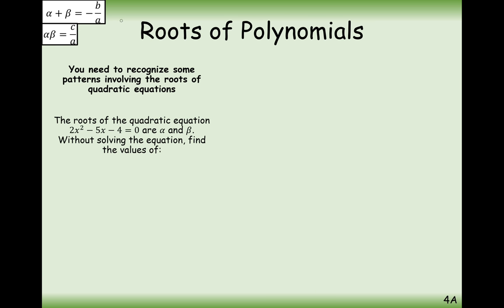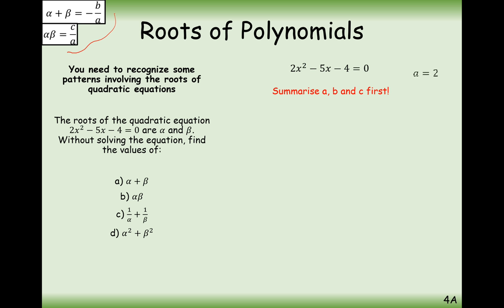Okay, so this is what we're going to have to remember up here. So this is what we're going to be using in this question here. The roots of the quadratic equation 2x squared minus 5x minus 4 are alpha and beta. Without solving the equation, find alpha plus beta, alpha beta, 1 over alpha plus 1 over beta, and alpha squared plus beta squared. Now we don't need to solve these because all we need are these equations here that will help us work out the answers.